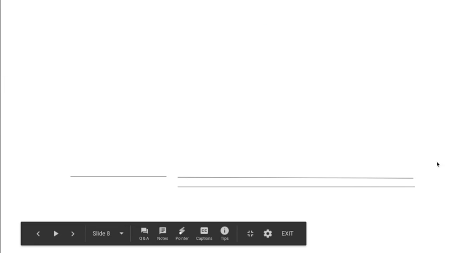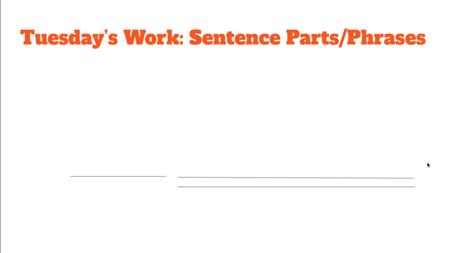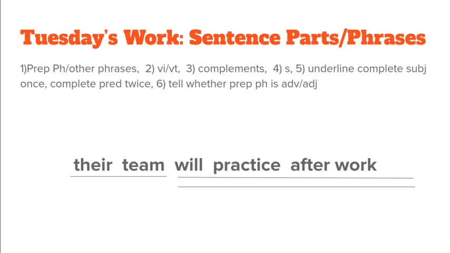So let's look at this. Sorry that the lines are already there. I don't know why. Google Slides would not let me add animation to those lines. So anyway, again, I've got the order of operations up top. The sentence is, their team will practice after work. Remember, they're not underlining their complete subject and predicate until number 5 on a regular day. But on this Google slide, it's already there.